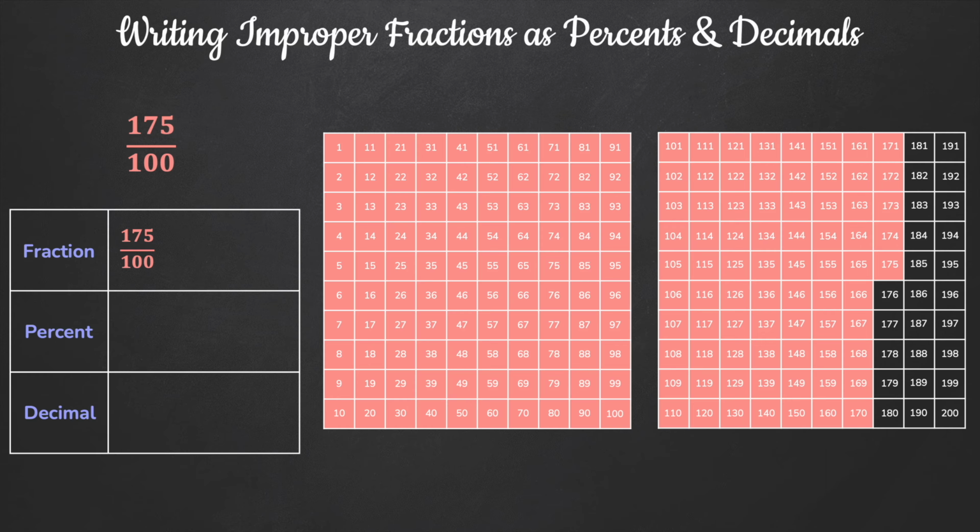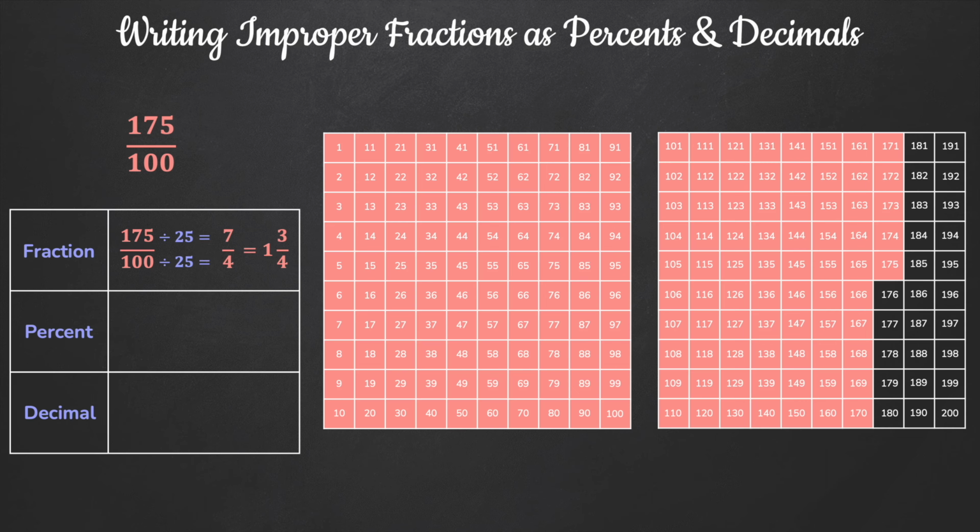But now let's go ahead and simplify it. So the biggest number we could divide 175 and 100 by is 25. 175 divided by 25 is 7, and 100 divided by 25 is 4. So we still have an improper fraction here. We've just simplified it. So now we can write this as a mixed number. So 7 divided by 4 is 1 whole, and then we have 3 as a remainder over 4. So 7 over 4 is equal to 1 3/4.